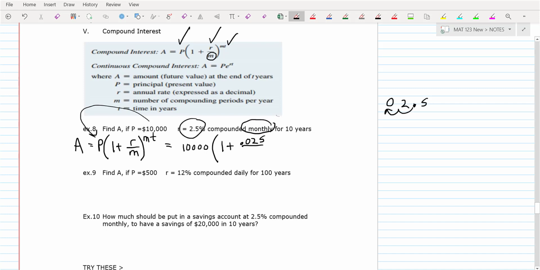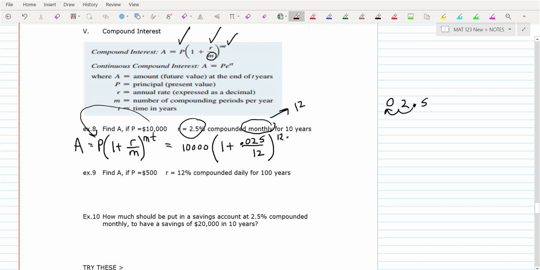Well, here's the key. Compounding monthly. What does that mean? Every time a month goes by, you do interest. There's 12 months in a year, so that's why you divide that by 12. If it's compounded daily, then you do 365. If it's compounded quarterly, that's 4 and so forth. So you got to know what those things mean. What you do in the exponent is you're telling me basically how many times you do an interest over 10 years.